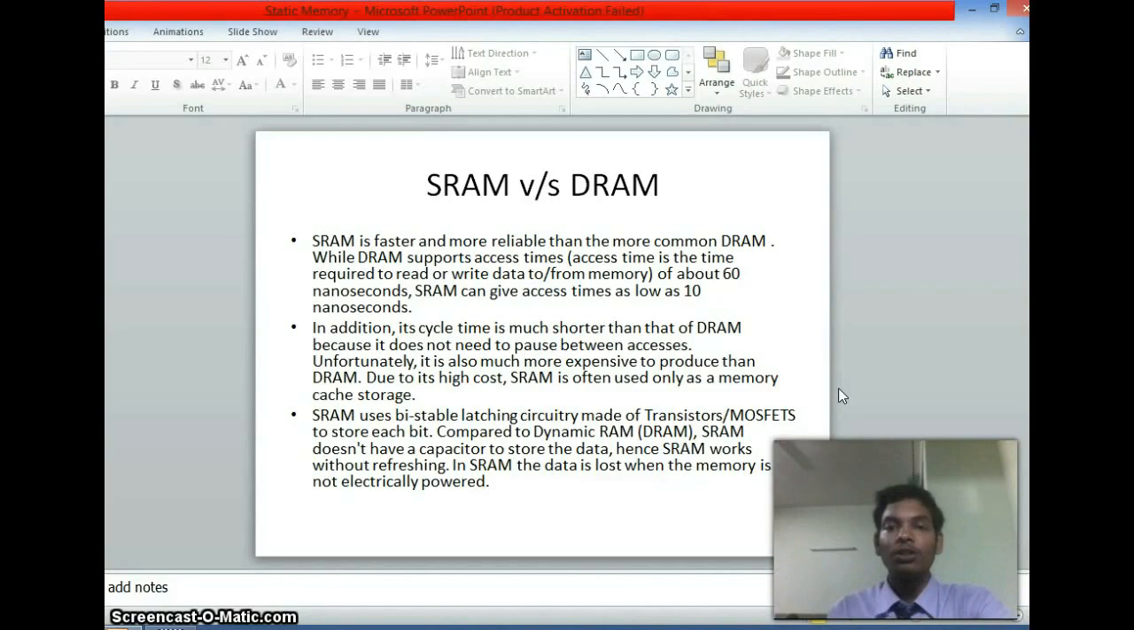can store all our personal data and information, but it is often used as memory cache for storing intermediate data and other things. As we know, SRAM is built with bi-state latching circuitry with transistors, MOSFETs and flip-flops interconnected with proper circuitry to store each byte. When compared to DRAMs, SRAM doesn't have any capacitor to hold the data that is gathered in it. Hence, SRAM works without refreshing and without wasting any time on it. Because of the absence of a capacitor in SRAM, the data is lost when there is no electrical power supply.